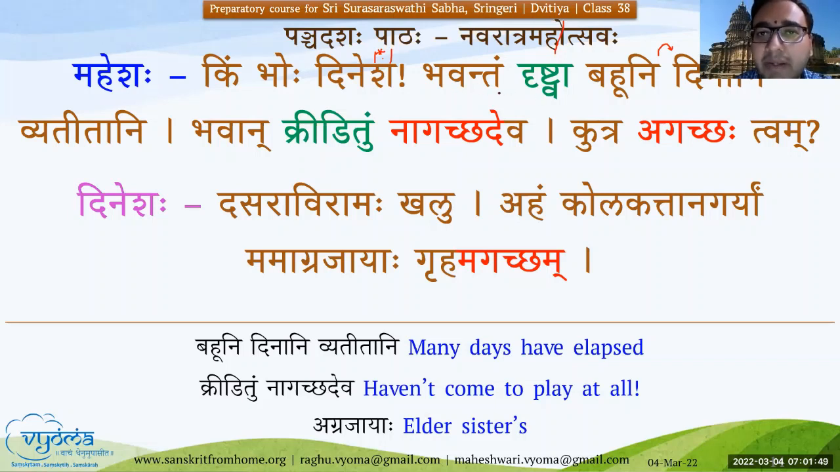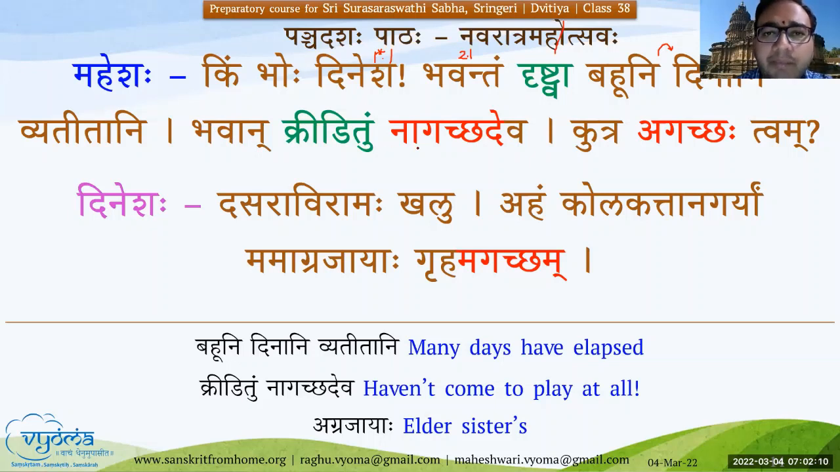Bhavantan drishtva. Bhavantam is Bhavan shabda, Dvitiya Bhaktihi Ekavachanam. Okay. Drishtva is which kind of a word? Tva pratyayam, Tvantavyayam. Very good. Tvantavyayam. So, having seen you, many days have passed. That is the meaning of this sentence.